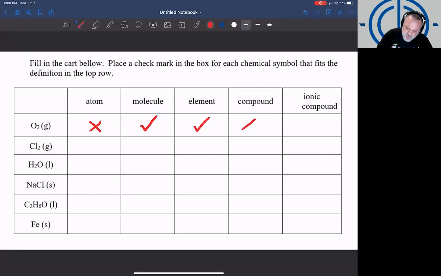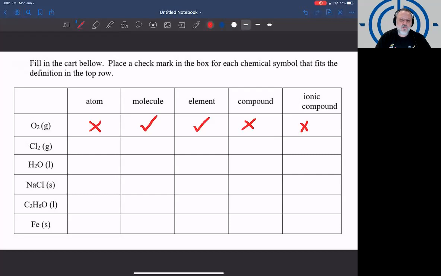It is not a compound for that same reason, right? A compound has to have two different types of elemental symbols, and since it only has oxygen, it's not going to fit that definition. It's not an ionic compound. Remember, an ionic compound will be a metal and a nonmetal. And later on, we're going to talk about polyatomic ions. You'll know that it's an ionic compound if it has a polyatomic ion in it as well. But right now in chapter 1, you don't have to worry about polyatomic ions. So just look for metals and nonmetals.